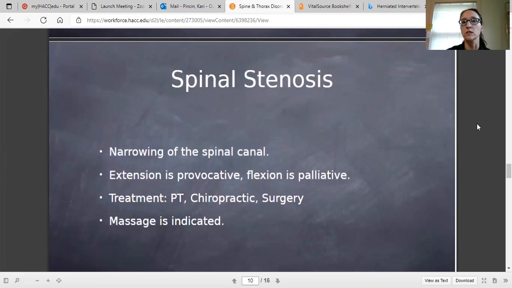Okay, spinal stenosis. Spinal stenosis is a narrowing of the spinal canal. And what that means is where the spinal cord is. Okay, that's where we're narrowing.